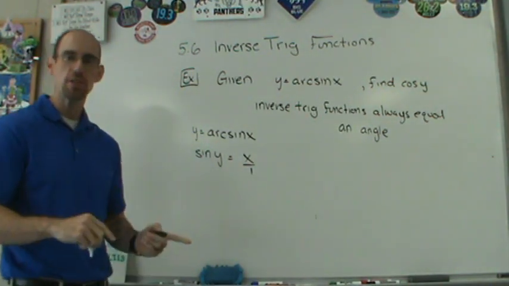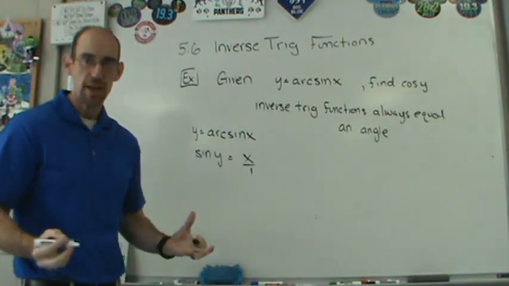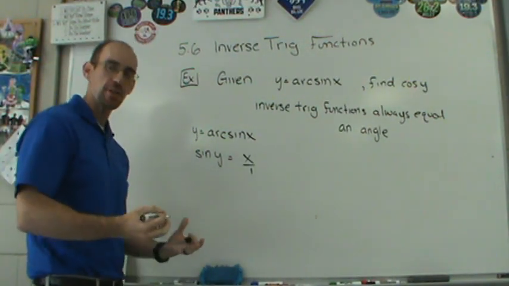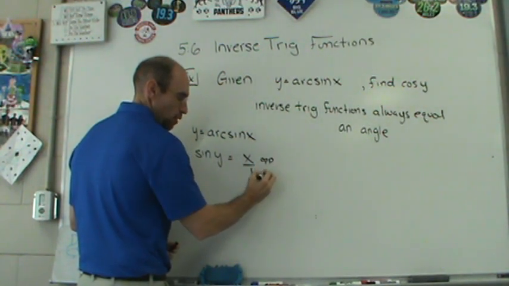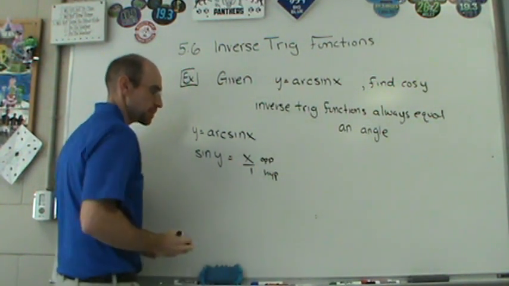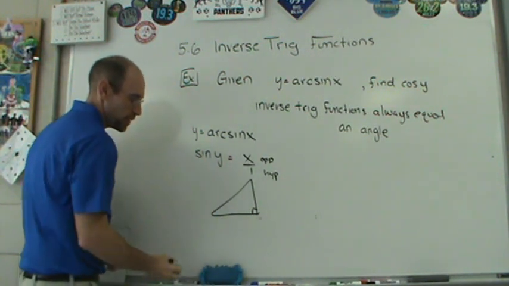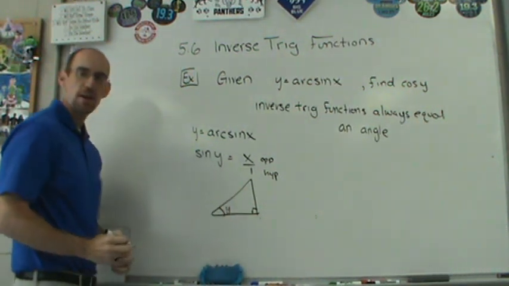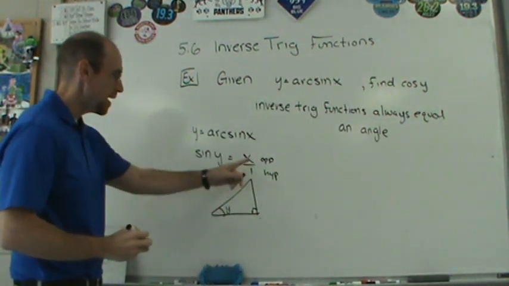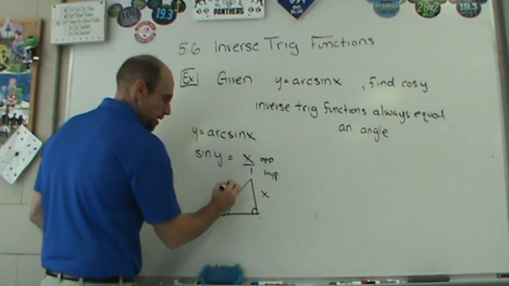Think about the ratio of sine for a second. SOHCAHTOA, our basic geometry and trig here. This would be opposite over hypotenuse. So we're going to build a triangle, and the angle we're going to put here is going to be y. So there's our triangle y. Now opposite is going to be x, and our hypotenuse is going to be 1.